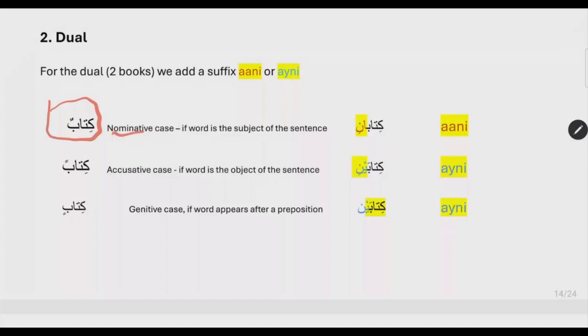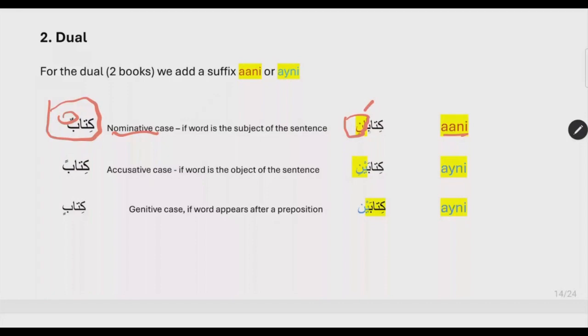And in its nominative case, in other words, when that word is the subject of the sentence, then in order to make it dual, we change the ba, which had the dhammatain here, and add an ani. So the ba takes a fatha, right? And then this ani is the attached part, which is the suffix that's added to the word kitab in order to make it two books in the nominative case.